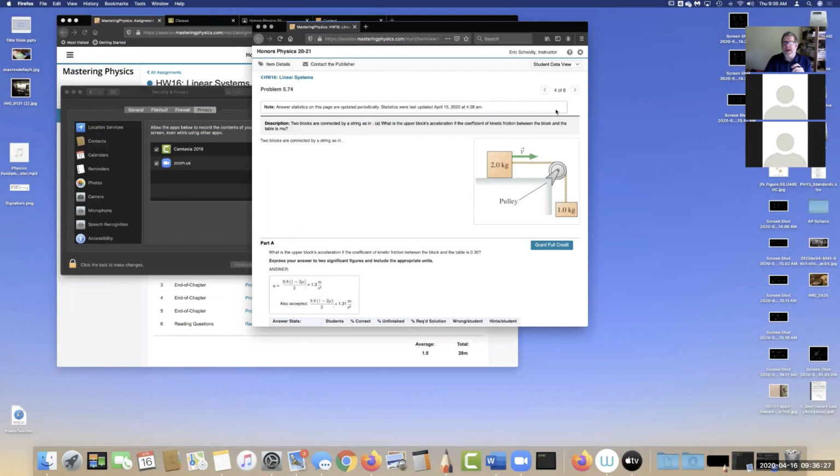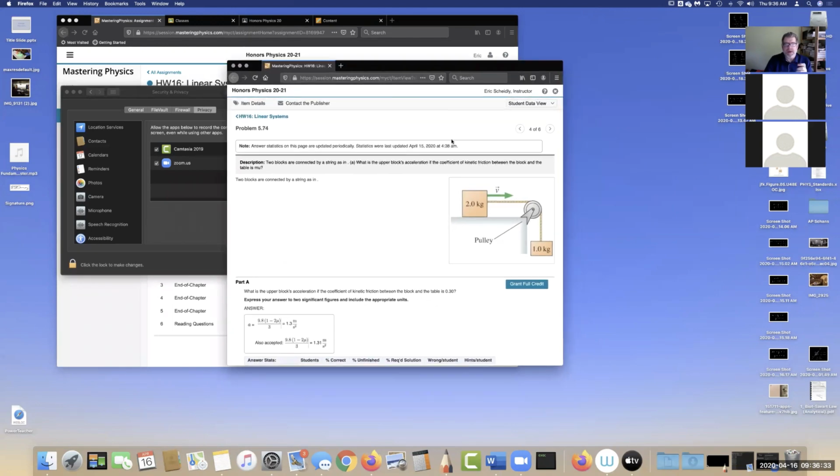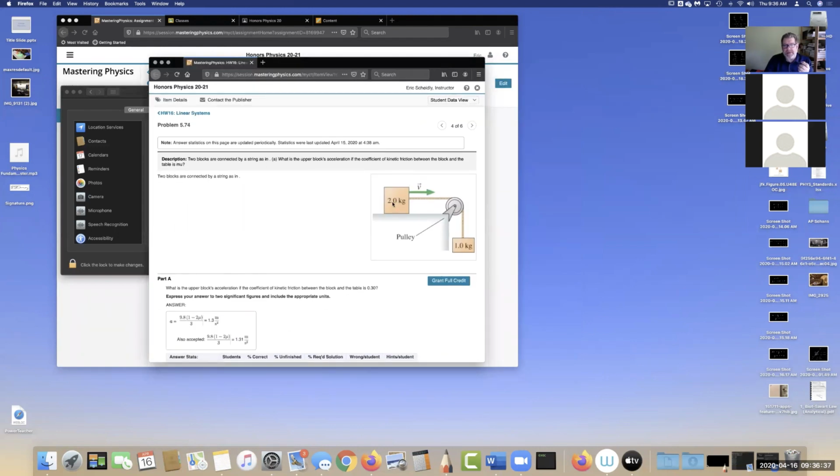All right, so this is the problem we're talking about, right? Okay, so I have this mass here, the 2 kilogram mass that's sitting on the table.